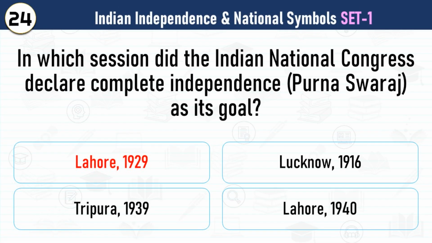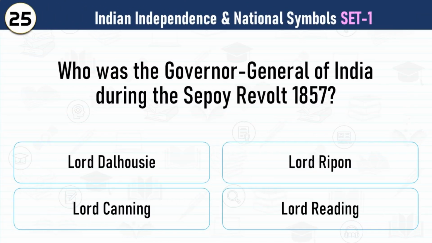Correct answer is Indian National Congress declared Purn Swaraj as its goal during Lahore 1929 session. Question number 25. Who was the Governor General of India during the Sepoy Revolt 1857? Correct answer is Lord Canning was the Governor General of India during the Sepoy Revolt 1857.